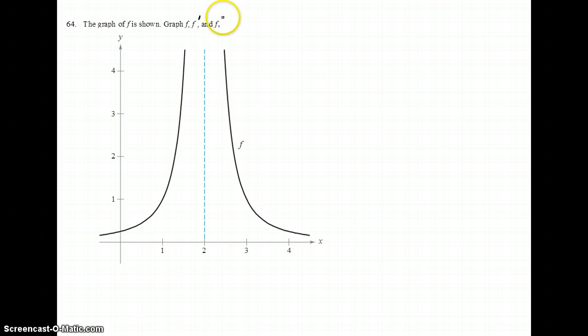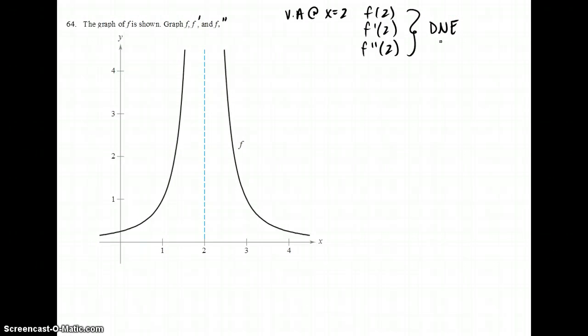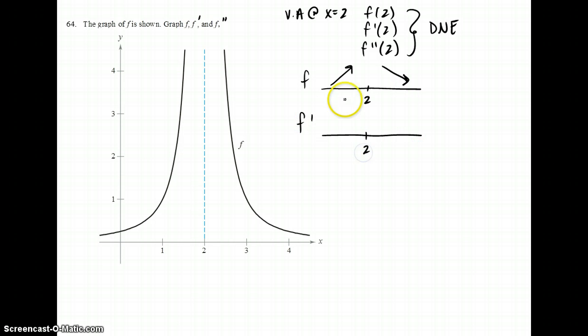Okay, this one's a little bit trickier. Vertical asymptote at 2 means f of 2, f prime of 2, and f double prime of 2 do not exist. So that vertical asymptote will be constant on the graph of the first and second derivatives as well. So my function pencil's heading up, increasing before 2, decreasing after 2. So that tells us that the derivative will be positive, then negative, above the x-axis before 2, below the x-axis after 2.